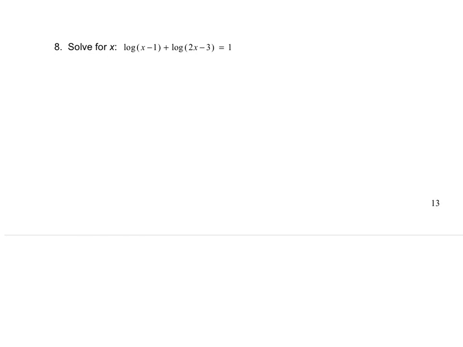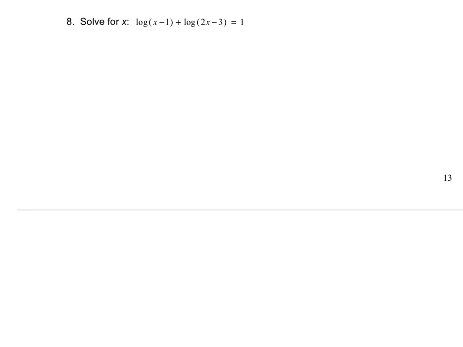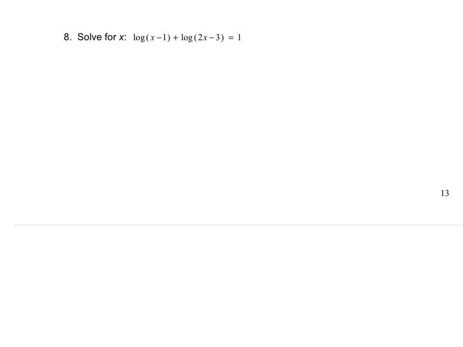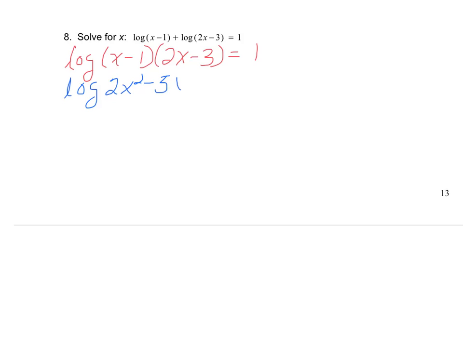All right, we have multiple logs on the left side, so let's get it down to a single log. So we'll have log of, addition means multiplication, so log of x minus 1 times 2x minus 3 equals 1. I'm going to do FOIL, first, outer, inner, last, combine like terms. I'm going to have log of 2x squared minus 5x plus 3 equals 1.